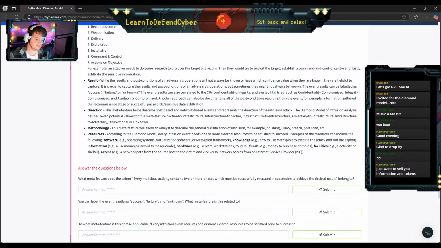Methodology is a general classification of an intrusion, such as phishing, DDoS, breach, port scan, etc. Yeah, it just helps put a name to what's happening.